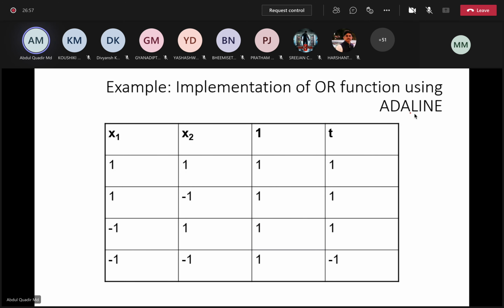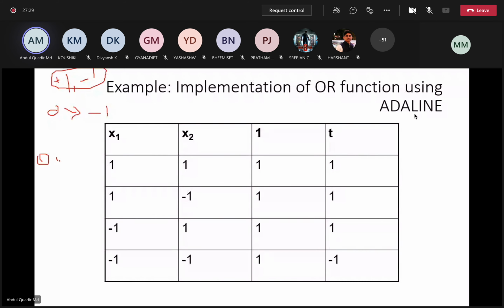So, implementation of OR function using Adaline. We know that we are working on the bipolar inputs over here. Bipolar input means in the place of 0 we are going to replace it with -1. So the bipolar inputs will have the activation function +1 or -1.